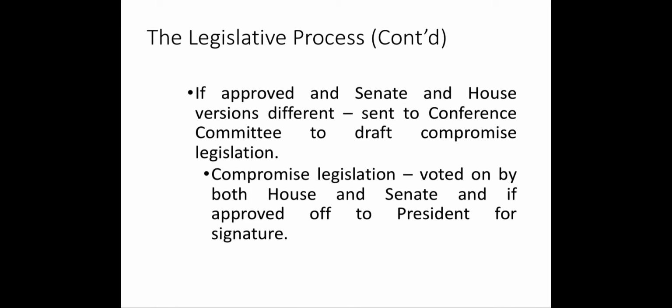So if it's approved and the Senate and House versions are different, then again, it goes to the conference committee to draft a compromise legislation, and then both have to vote on it. And voting, and we'll talk about this in a moment, you need more than a simple majority, unless you have what's called the Byrd Rule. The Byrd Rule, which is also known as reconciliation, is a special rule that deals with things related to budgets and finances and the government.